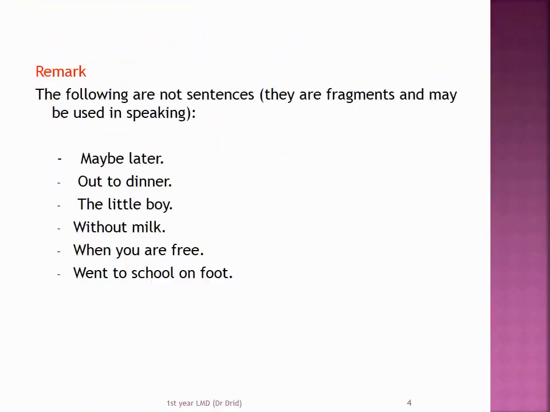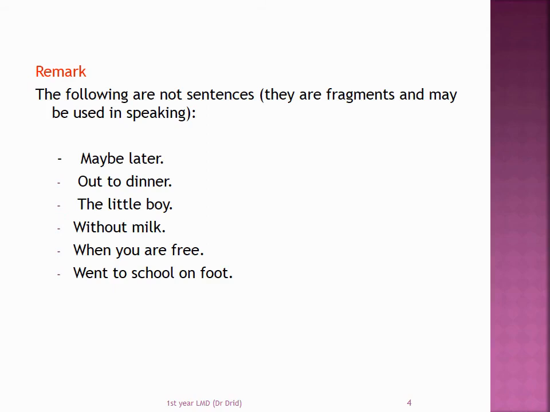Remark: the following are not sentences. They are fragments or pieces of sentences and may be used in speaking, but not in writing. Look at these examples of fragments. Maybe later. Out to dinner. The little boy without milk. When you are free. Went to school on foot. We notice that they start with a capital letter here and they end with a full stop. This is a mistake in writing.